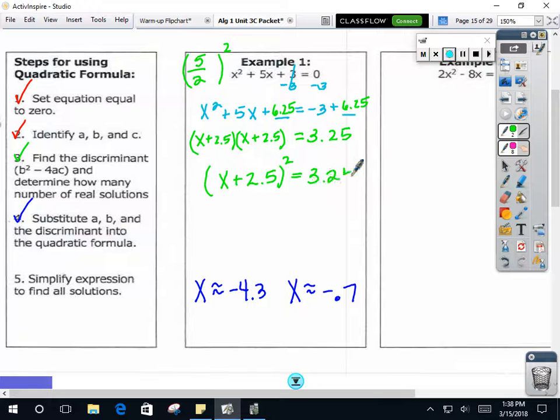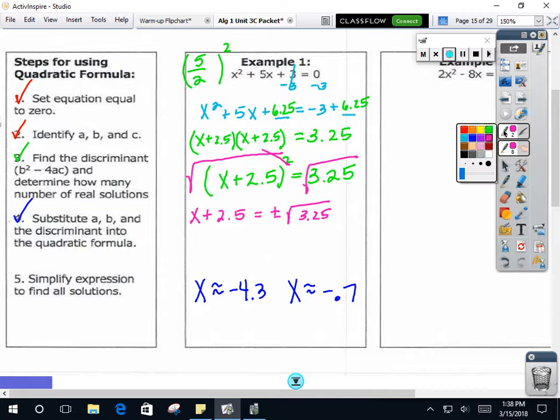And now our goal is to solve for x, to get x by itself. So we now cancel out the squared by square rooting, and then we square root this side. So we have x plus 2.5 equals plus or minus the square root of 3.25. And now the remaining step to get that x by itself is subtract that 2.5 away. And so now type in the square root of 3.25 minus 2.5 and the negative square root of 3.25 minus 2.5. Everybody type that in.